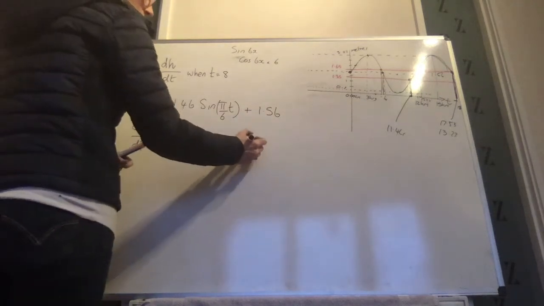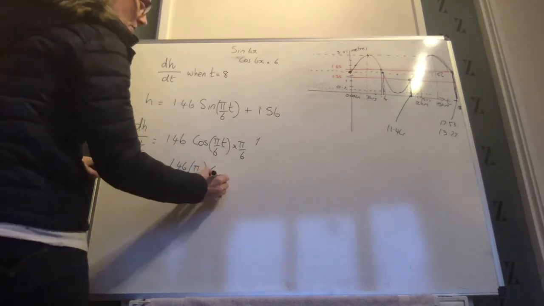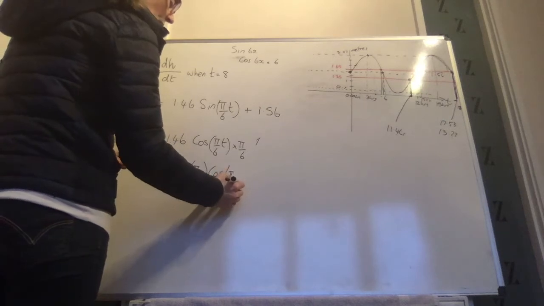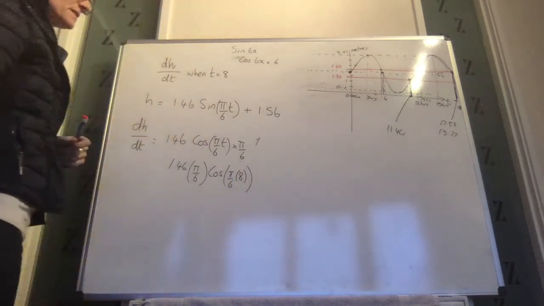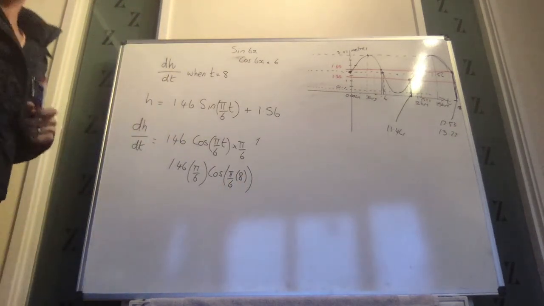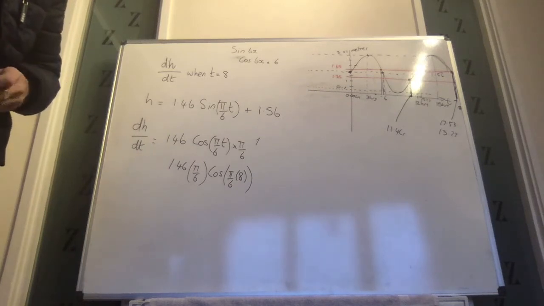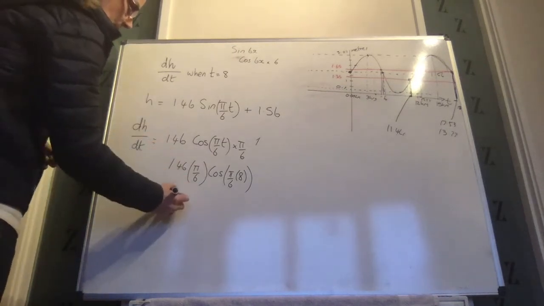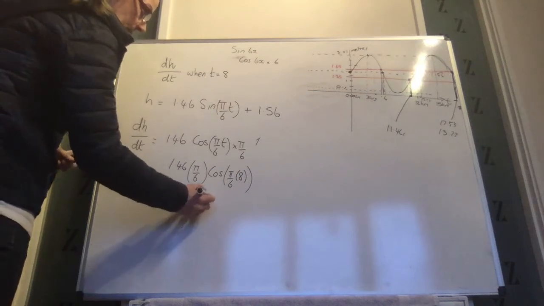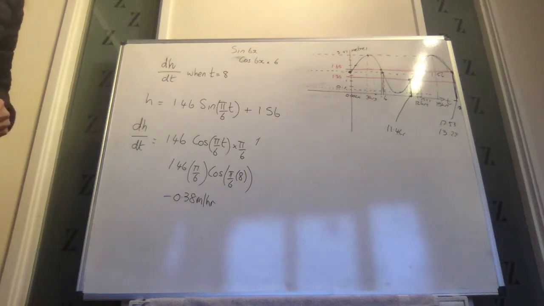So now what we need to do is, it's 1.46 multiplied by pi over 6 multiplied by the cosine of pi over 6 times t. And t in this case is 8, because they want us to do it when t is 8. And that works out, to save myself a lot of time, as minus 0.38 meters per hour. Check that if you like. I don't think I've made a mistake, but where did the minus come from?